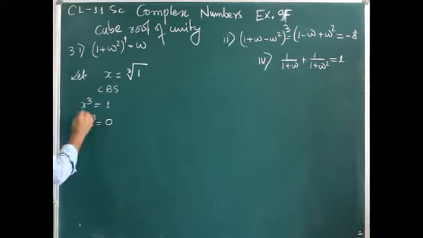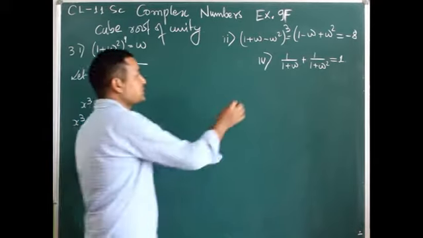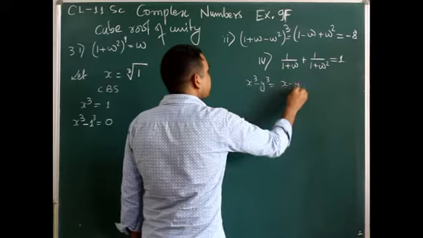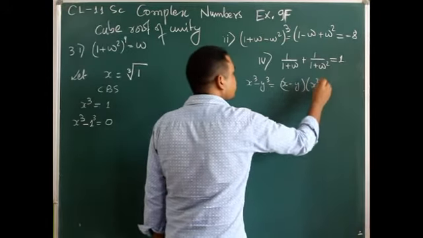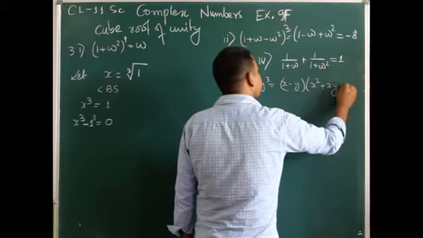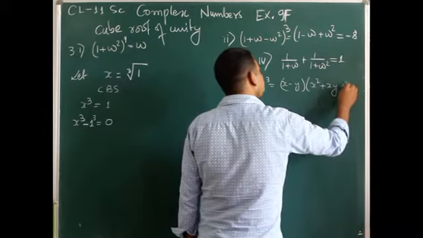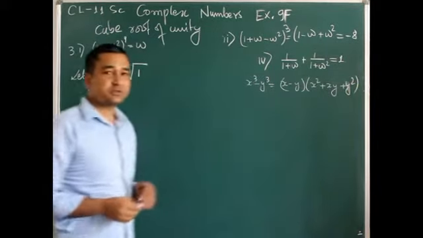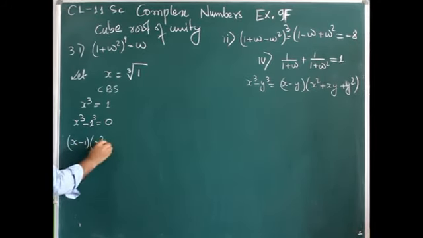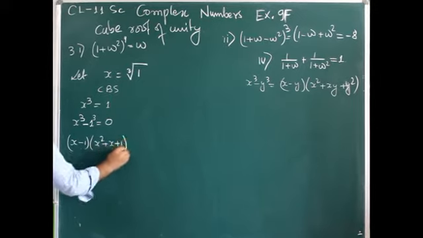Now we are going to use the a cube minus b cube formula. a cube minus b cube equals a minus b times a square plus ab plus b square. Okay, this is the formula. Now we are going to use this formula to simplify these questions. Now a cube minus b cube is a minus b, a square plus ab plus b square, equal to 0.